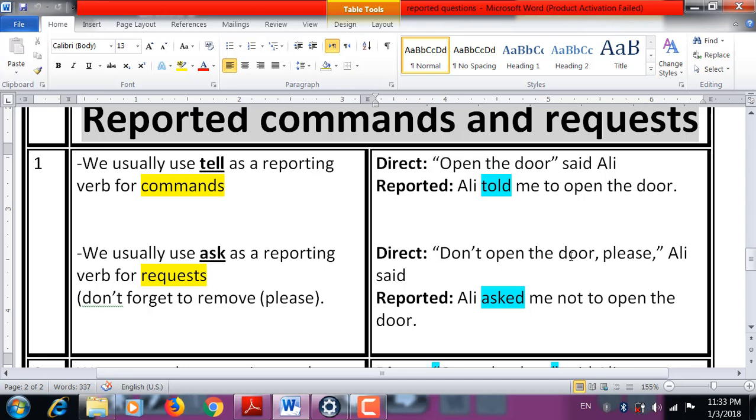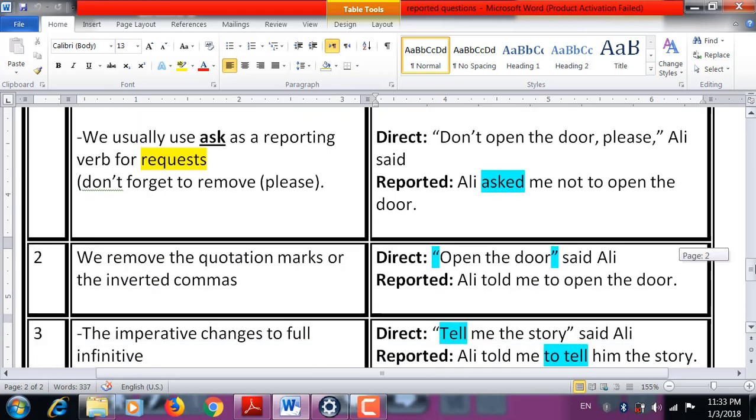Don't open the door, please, Ali said. So we say Ali asked me not to open the door. Note that we removed please, and we use not to here, and we will talk about this later. But the most important point here is that we used asked. So told for commands and asked for requests. Asked when we have please and told when we don't have please. Now to the next step.